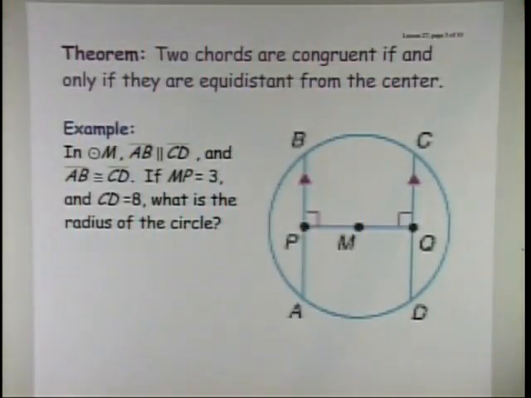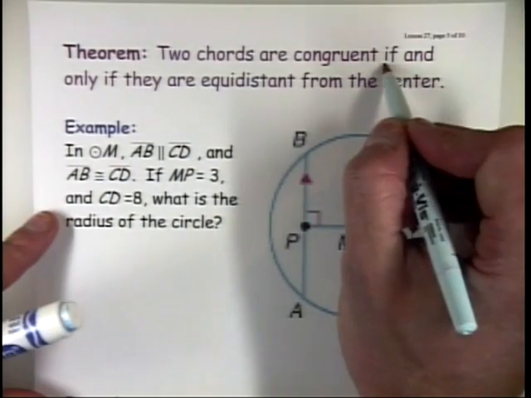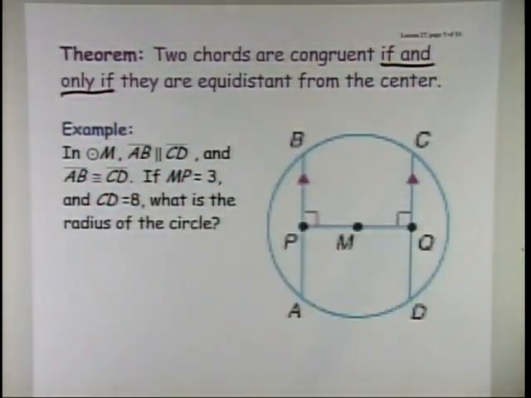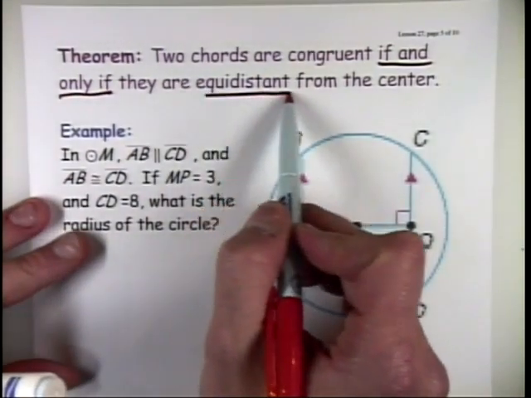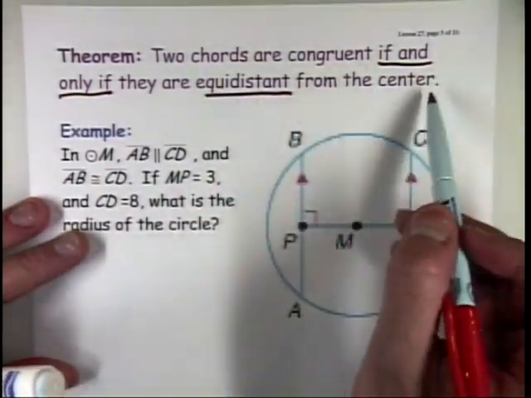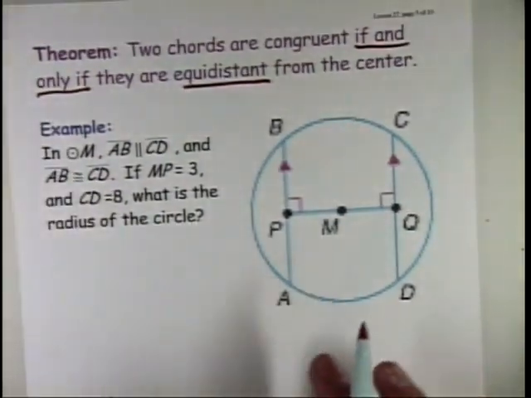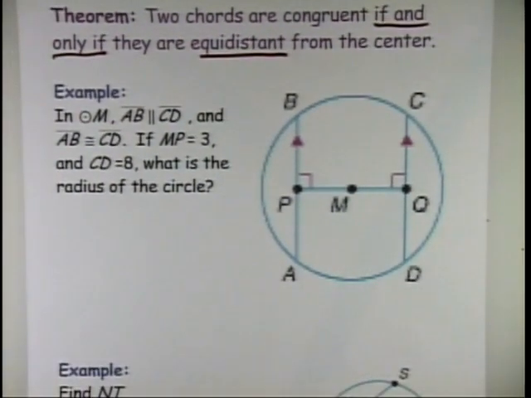All right, two chords are congruent in a circle if and only if... So again, this means it's bidirectional. One's going to imply the other. If and only if those two chords are equidistant, the same distance from the center. Okay, let's look at an example and we'll put it to use.